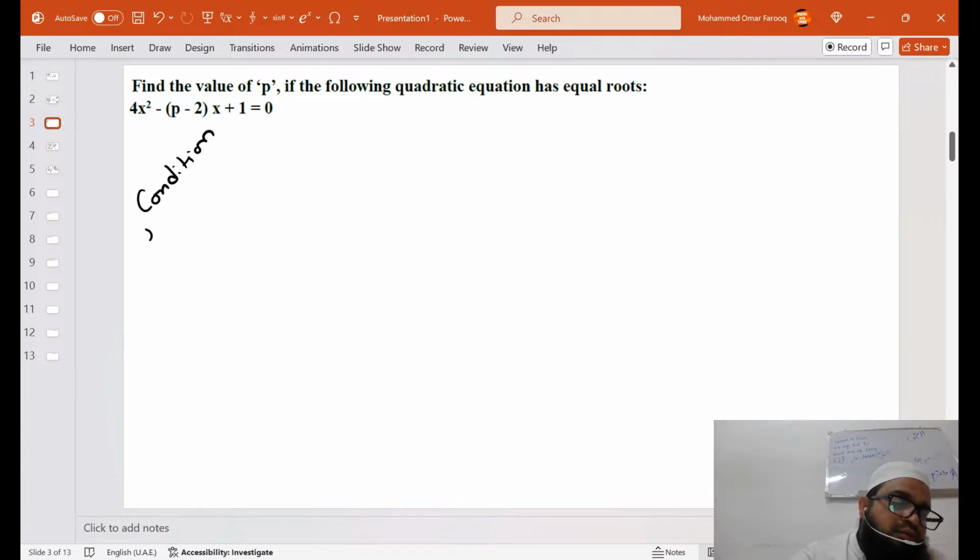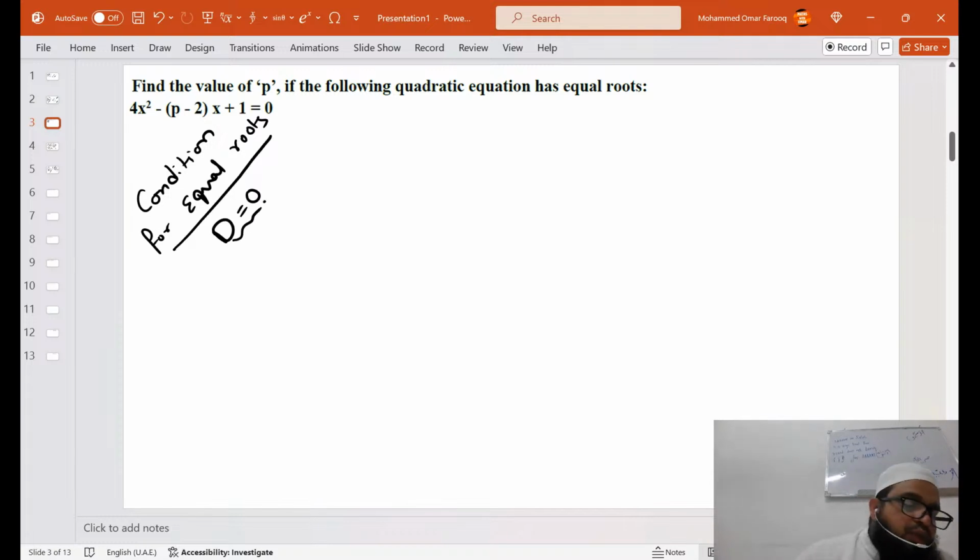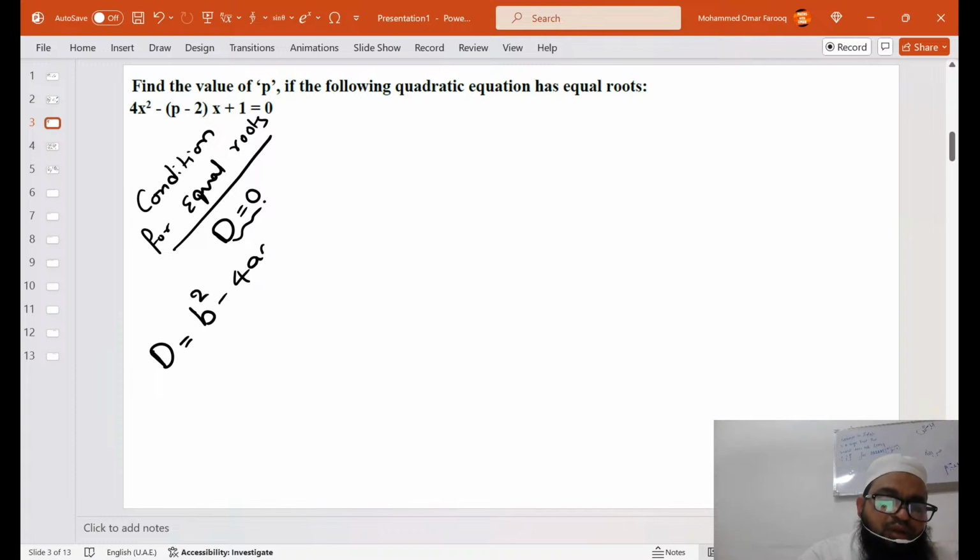Condition for equal roots. I didn't get any answer till now. Equal roots. Yes, Mehrab. So D should be equal to 0. Good, Abdurrahman. So now, what is the discriminant? Discriminant is equal to b square minus 4ac.